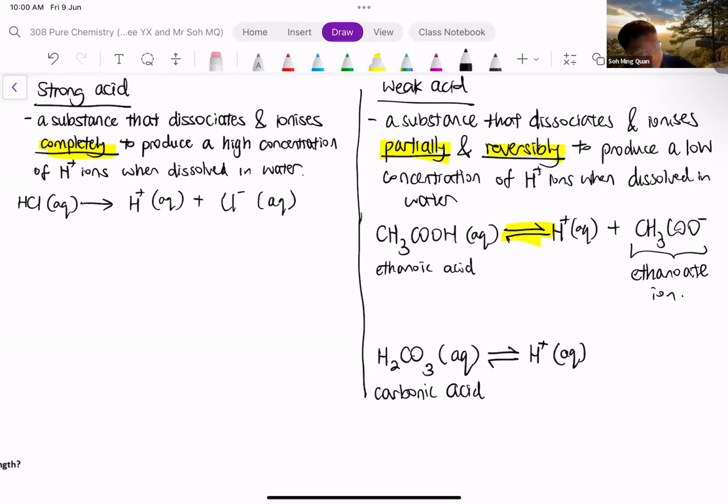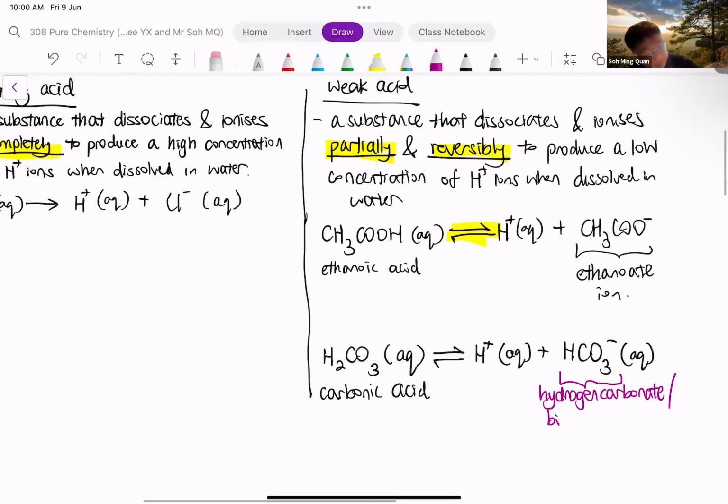dissociates in a two-step manner. This is the first dissociation of carbonic acid. Now HCO3-, you need to know this ion, it is in your syllabus. It's called the hydrogen carbonate, and another word for it is the bicarbonate ion. Okay, so you need to know HCO3-. So HCO3- is formed when the carbonic acid dissociates and ionizes partially and reversibly in water.